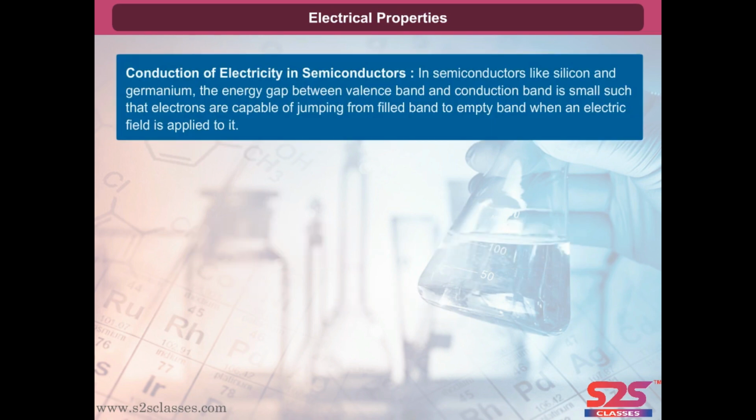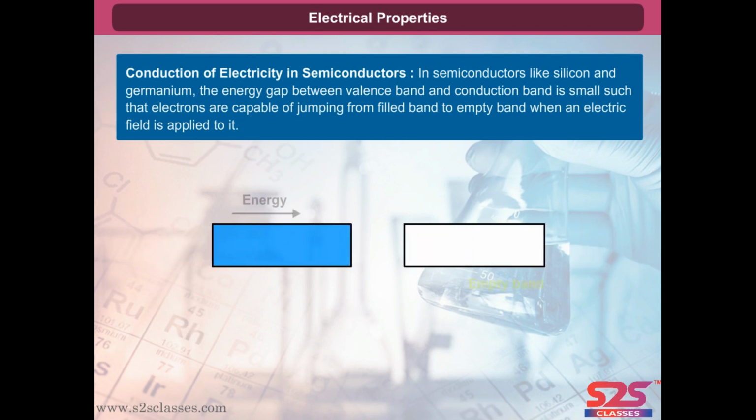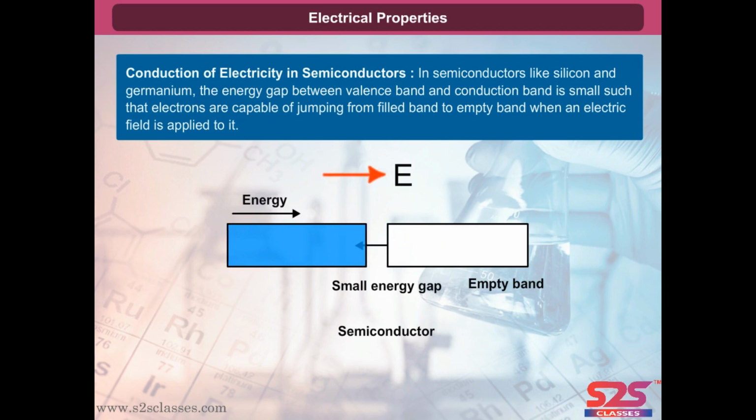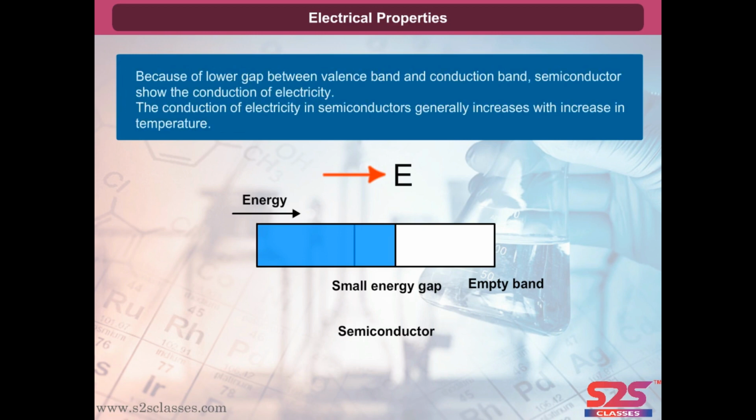Conduction of electricity in semiconductors. In semiconductors like silicon and germanium, the energy gap between the valence band and the conduction band is small, such that electrons are capable of jumping from the filled band to the empty band when an electric field is applied to it. Because of the lower gap between the valence band and the conduction band, semiconductors show conduction of electricity. The conduction of electricity in semiconductors generally increases with an increase in temperature.